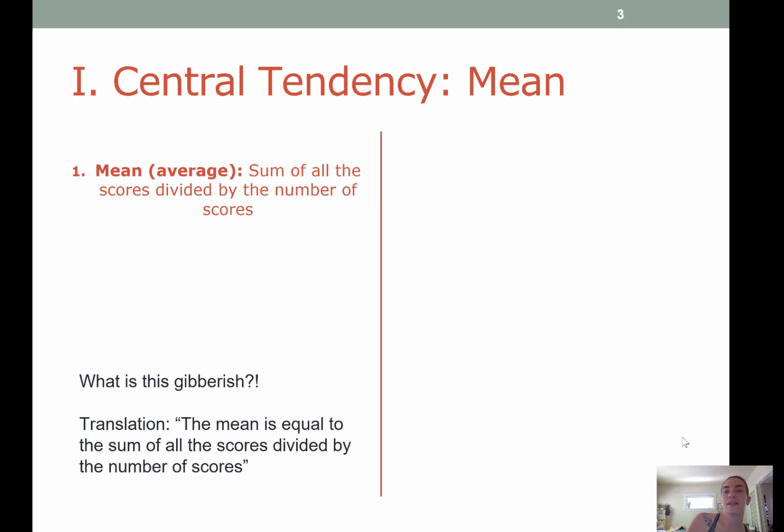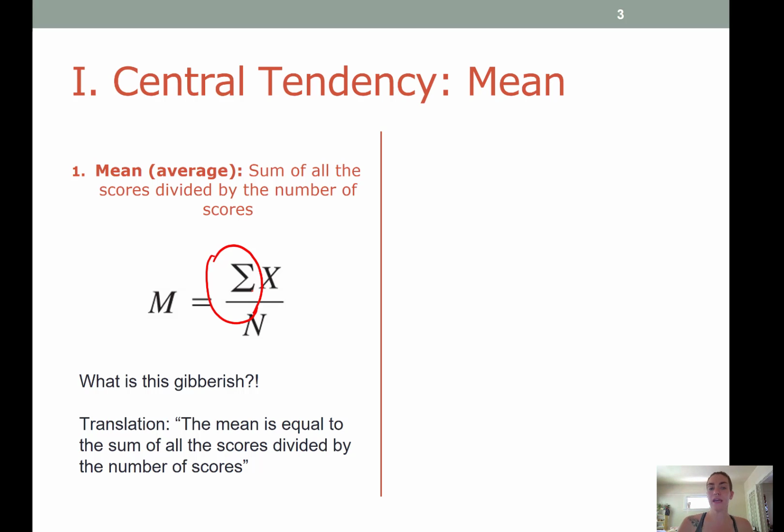To calculate the mean or the average of a set of scores, we first add all the scores up, and then we divide by the number of scores. So this is the formula for the mean. And we use capital M to denote the mean. You see that we have on here something that looks like a capital E, kind of. That's the Greek letter sigma. It's big sigma right here. And what sigma means is the sum of.